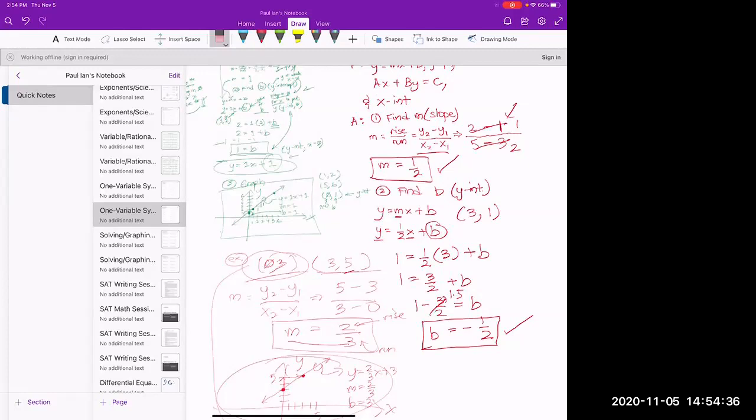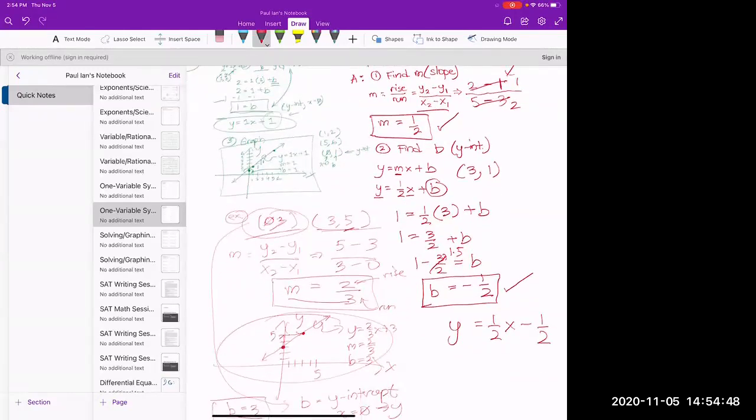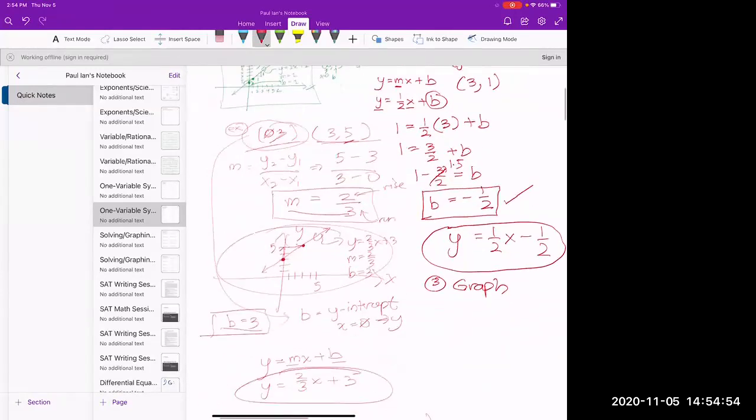So that's pretty much y equals m, which is 1/2, x plus b, but it's negative, so it's negative 1/2. So that's the equation of your line. And now let's graph it. Let's graph the line.